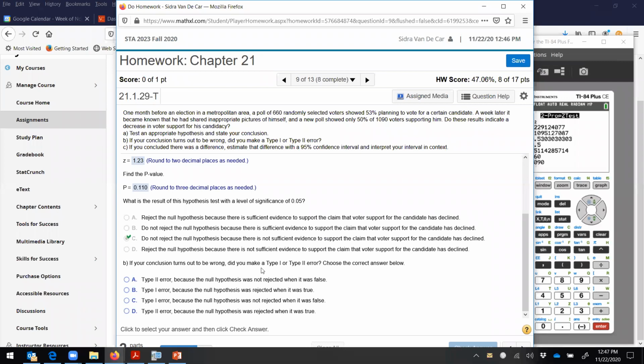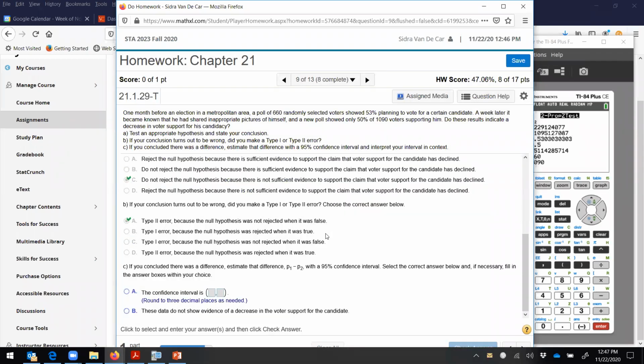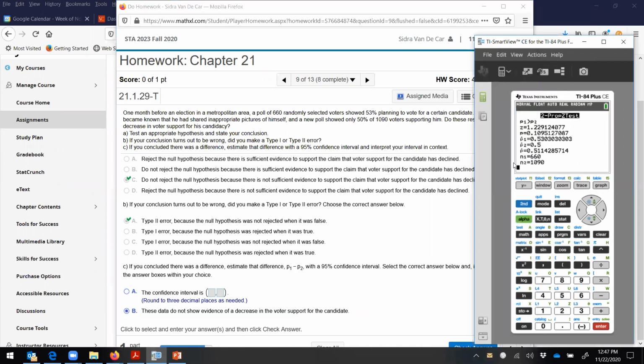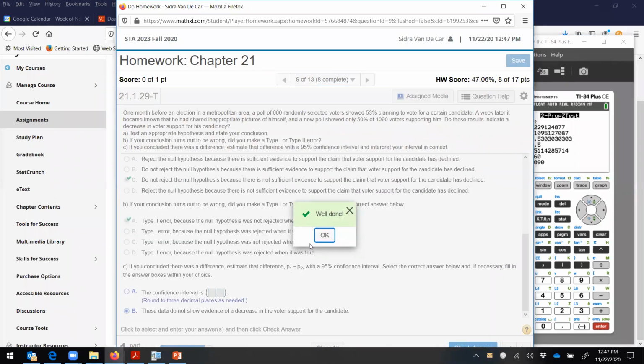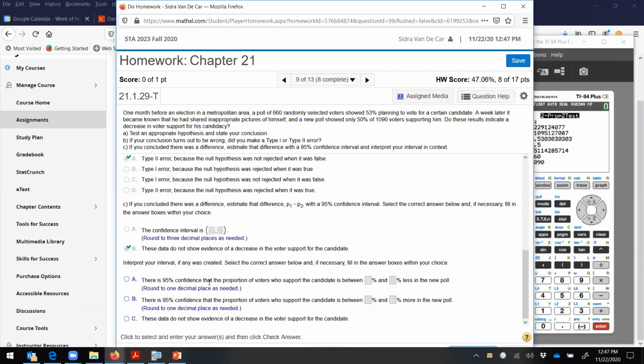If our conclusion turns out to be wrong, so we failed to reject when we should have, that would be a type 2 error. If you concluded there was a difference, estimate that difference. But there's not, because this is not statistically significant. So we don't want to do a confidence interval here, because I'd only do that confidence interval if I thought a difference existed based on the hypothesis test.